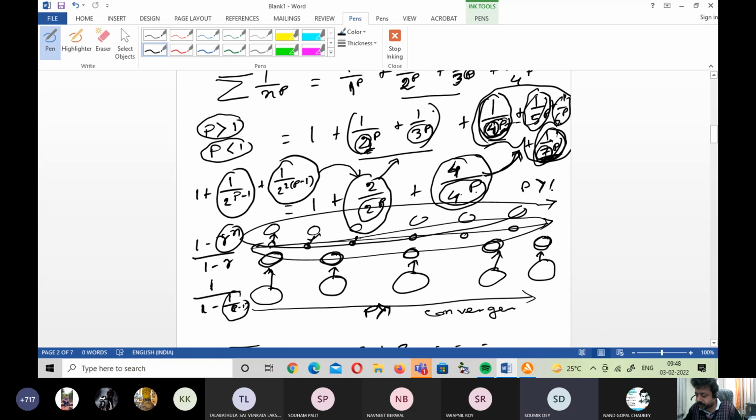You have to make groups 2, 4, 8 in this way. Actually, we have to make a GP series. So the sum of 1 by n is divergent. Sir, the second equal to in this slide should be less than. Why is it equal to? Less than or equal to 1, divergent.